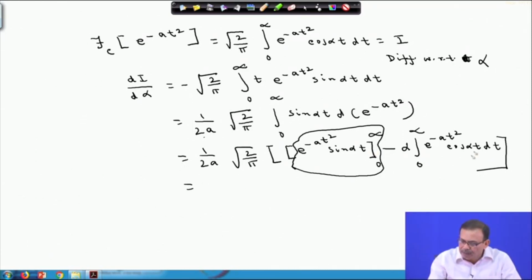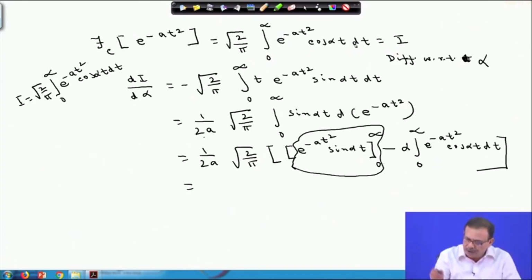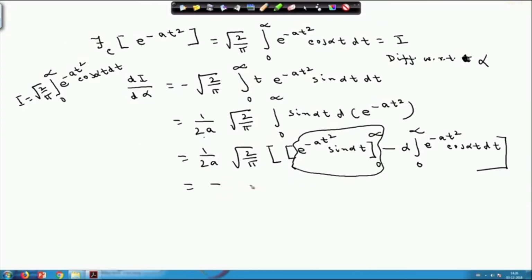And what is this part? If you remember, I have chosen I as this thing: I was root over 2 by pi, integral 0 to infinity e power minus a t square into cos of alpha t. In the last one we have told that from there only I obtained this. We have written here, I is root over 2 by pi, integral 0 to infinity e power minus a t square into cos of alpha t dt. This is your I. So, this part is basically nothing but the I, this part vanishes. So, I will obtain, this is minus alpha by 2a into I.